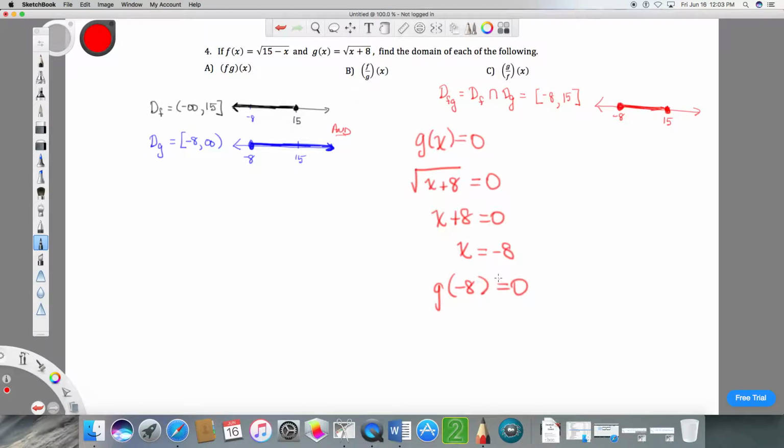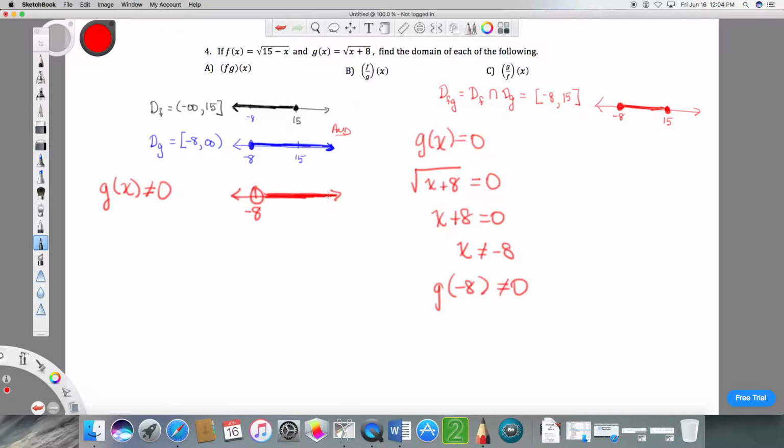And we can't let that happen because g of x is in the denominator. So g evaluated at negative 8, we never want that g to be 0. Therefore, we never want x to be negative 8. So this set that prevents g of x from being 0 is the set of all real numbers excluding negative 8.